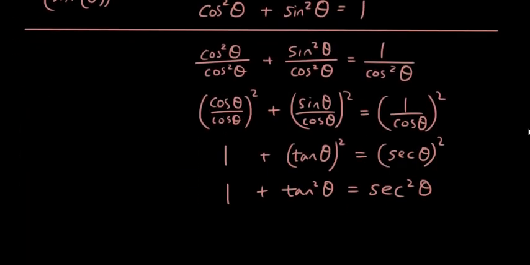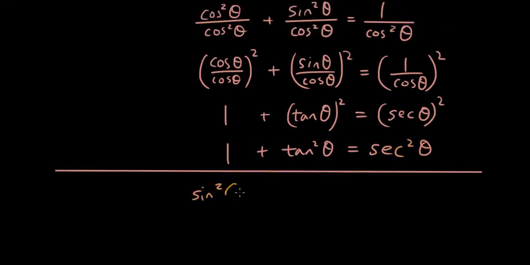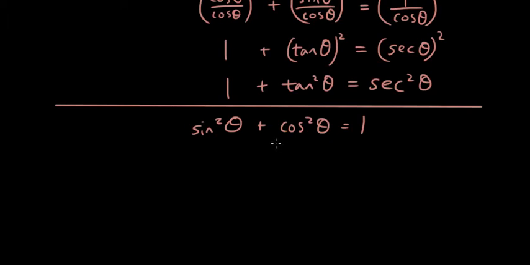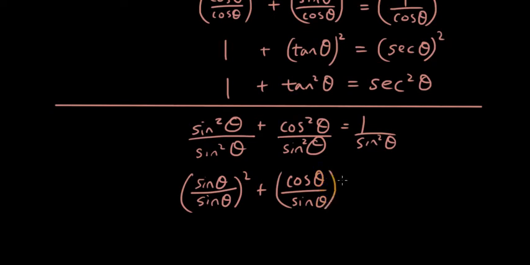How do we do that? So that's number 2 done. Let's try number 3. Number 3 also comes from number 1, sine square theta plus cos square theta equals 1. Now what I'm going to do, instead of dividing by cos square theta on both sides, is divide by sine square theta on both sides. And then I'm going to change it into the other index notation. So sine theta over sine theta squared plus cos theta over sine theta squared equals 1 over sine theta squared.